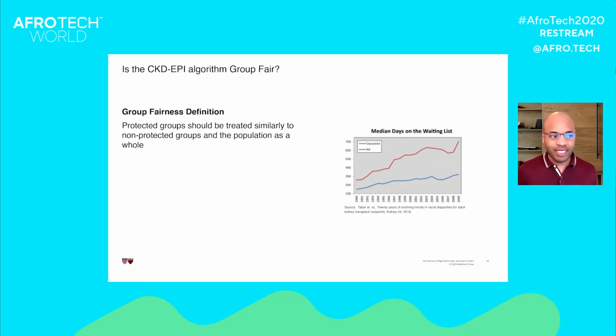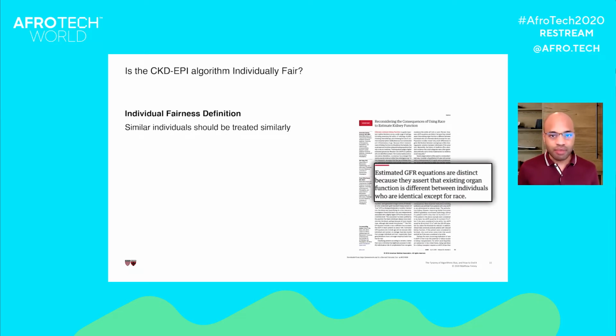So now let's consider, is this algorithm individually fair? Individual fairness means that we treat similar individuals similarly, and in this algorithm, we can have two individuals who have the same muscle mass and the same level of creatinine measured in their blood, but if one of them is white and one of them is black, they're going to get different scores for their kidney function, such that the black person will get a score indicating a healthier kidney than the white person. This is concerning, right? This is not individually fair.